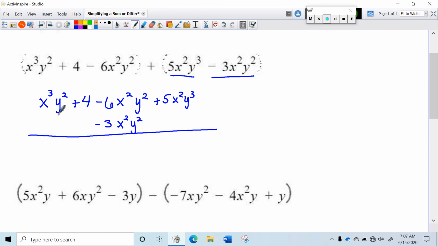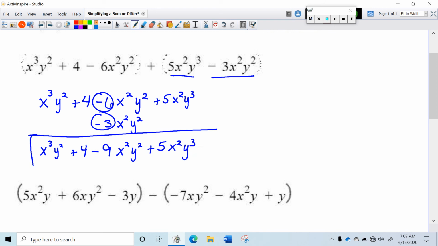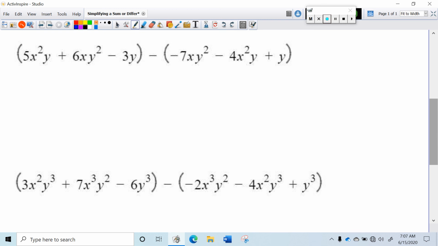Anything that doesn't have anything under it, I just bring it down. So x cubed y squared plus 4. Okay, for my x squared y squareds, I have -6 and another -3, a total of 9 negatives. And then bring down my positive 5x squared y cubed. And that is the answer. You cannot put them together unless they have the same variables with the same exponents.